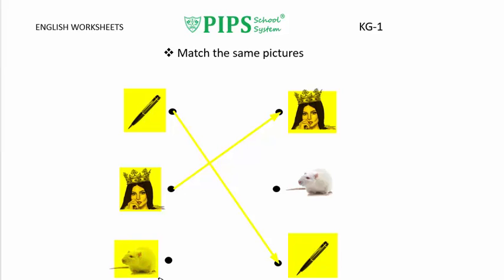This is a rat. Let's see where is the second picture of rat. Here is the second picture of rat which is similar to it. Now we will match the rat with the same picture like this.